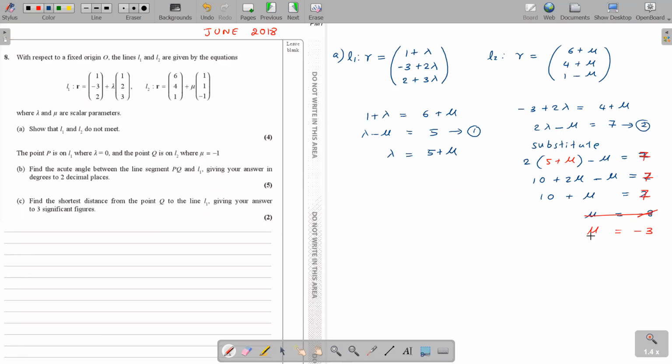Now replacing the mu value and getting the lambda. So lambda will be 5 plus mu, isn't it? Lambda is 5 plus mu, which gives me lambda as 2. So lambda is 2 and mu is -3. Are you with me? And now what do we do?